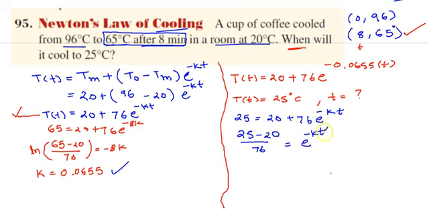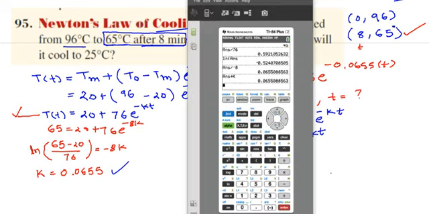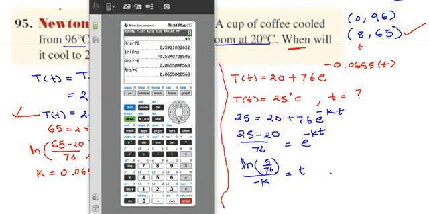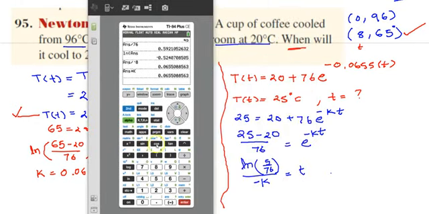Solving for T, I need to find ln of 5 over 76 divided by negative K. That will give you T. So let's check the calculator. We try to find the value of T. Start with ln 5 divided by 76.